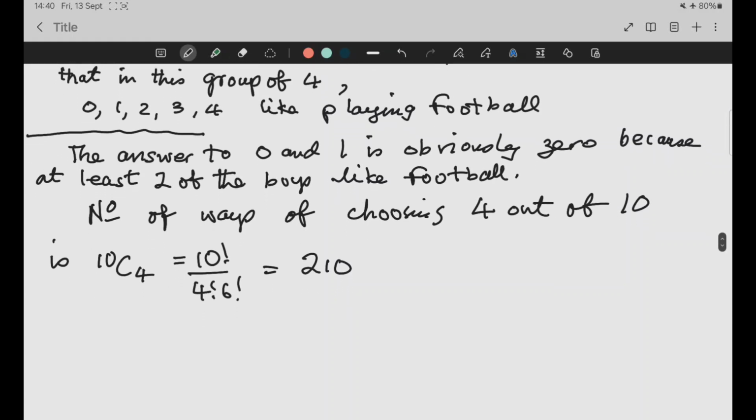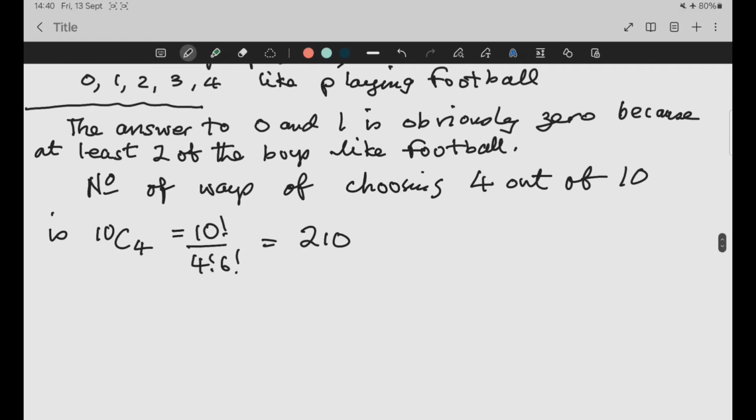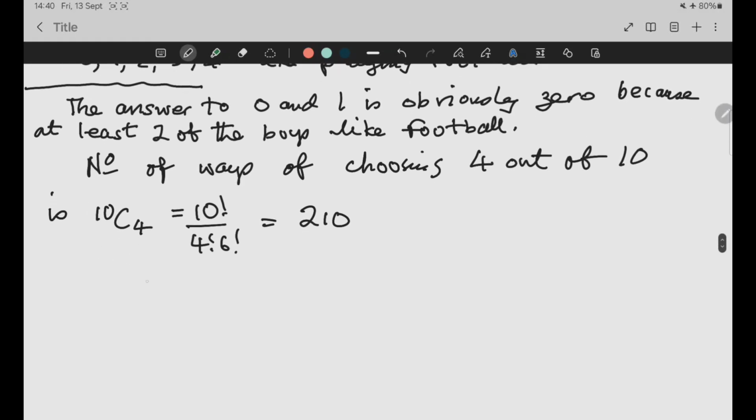Right, now we'll need to make a little sample space diagram here. Okay, so like 4 who like football, 0 who don't like, that's one possibility, and then so that's 0, 3 and 1, 2 and 2. Those are the only possibilities in the sample space. Okay, now how many ways are there of each?